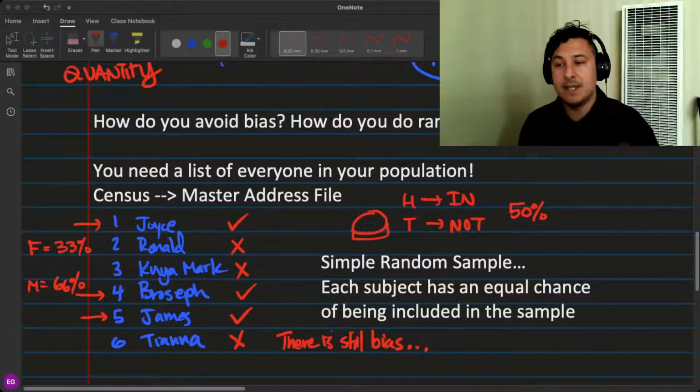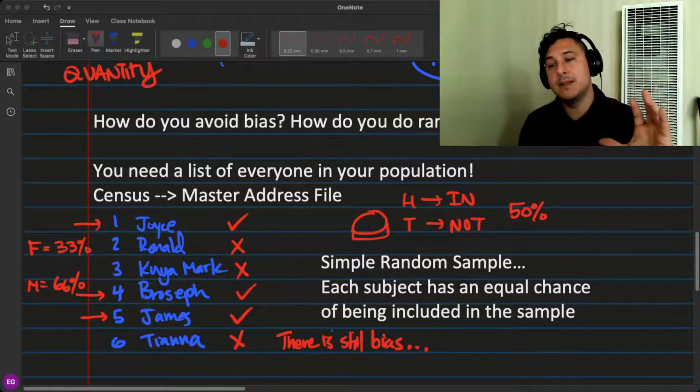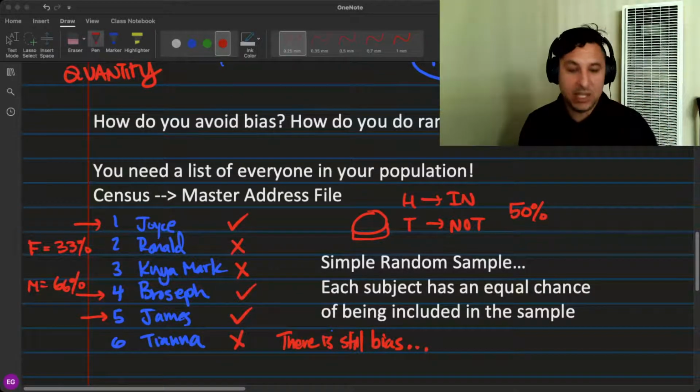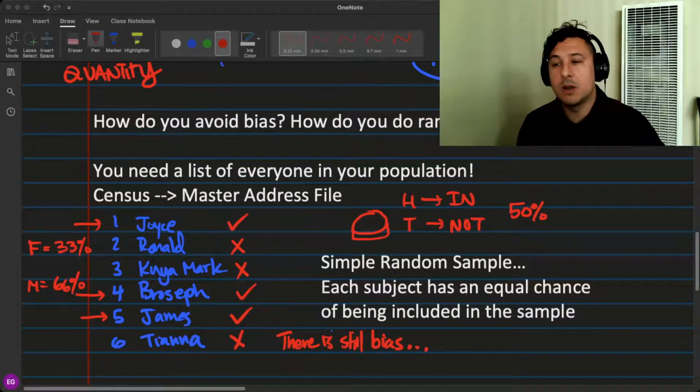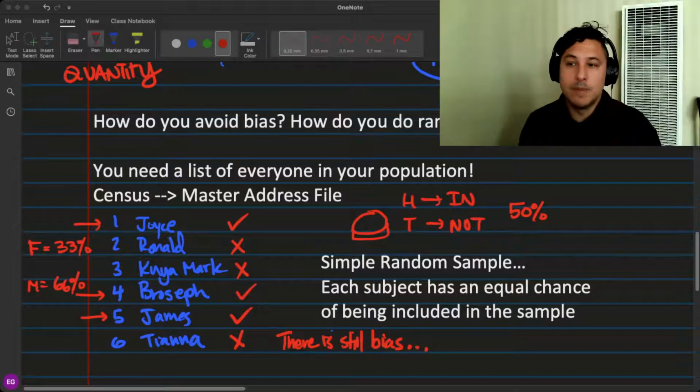The simple random sample, there will still be bias, and depending upon what you're doing, that might be an issue for you. Or it may not. If we were doing a study about men and women, this is not going to work well for us because it has more men than women, and maybe we don't want that for some reason.